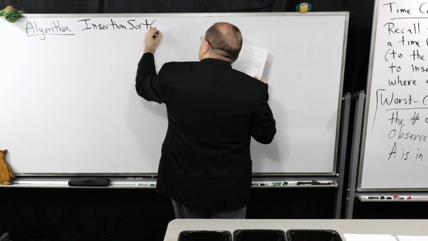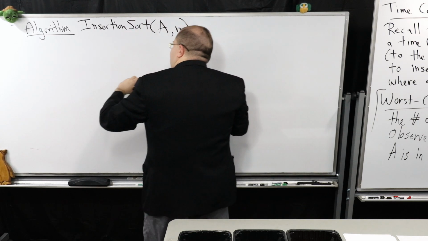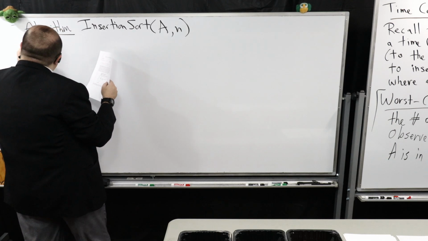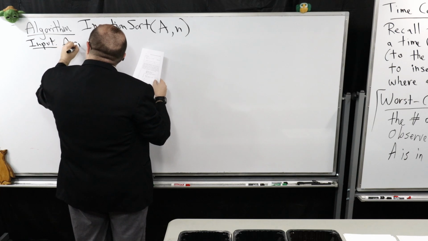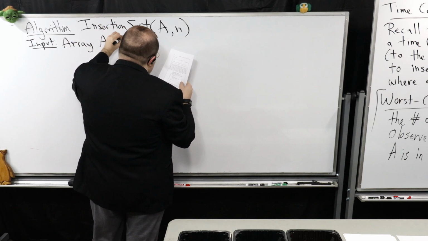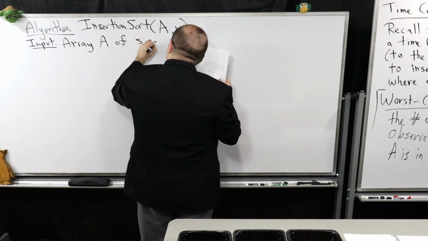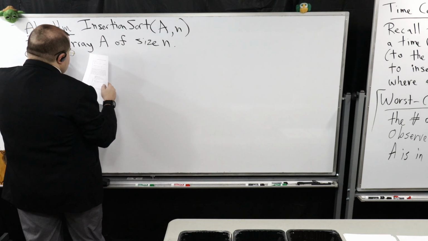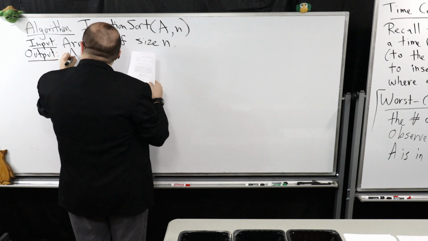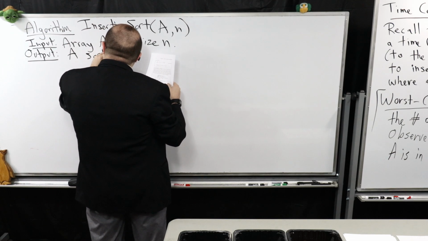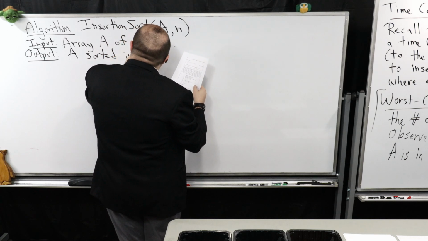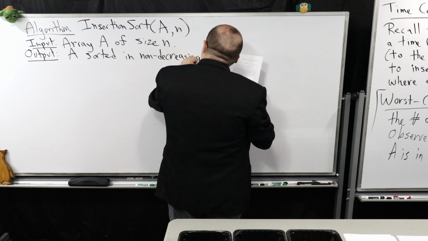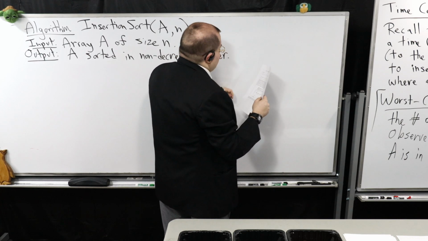So I'm going to be given the array. Its length is going to be n. Input is going to be array A of size n. And its output, A sorted in non-decreasing order. So this is another way of me saying from smallest to largest.